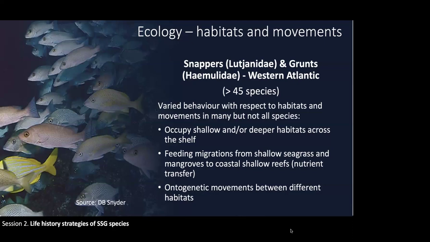Some of them form feeding migrations from shallow seagrass, for example, and mangroves to coastal shallow reefs, and that's an important ecological function in terms of transferring nutrients. And several species exhibit ontogenetic movements between different habitats. A well-known example from the Indo-Pacific is Lutjanus argentimaculatus, the mangrove jack, where juveniles recruit into mangrove habitats, and then as adults they slowly migrate as they get bigger further offshore to coral reef habitats.